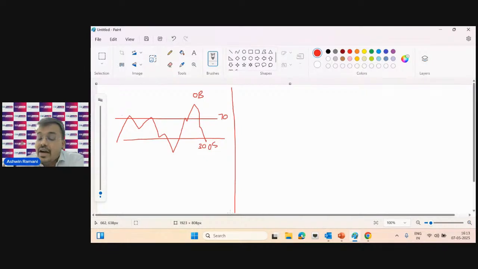So it's not that. And we are also not using it in a way where, okay, if it goes above 60 we will buy, and if it goes below 40 we will sell. That is not what we are going to cover in today's session. So this is one way of looking at it.